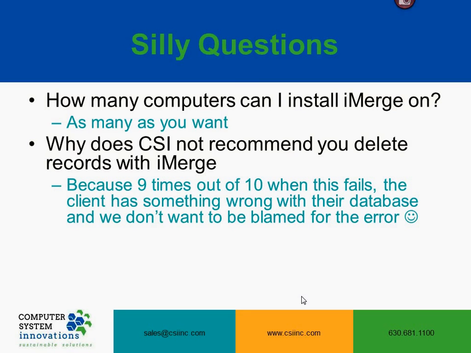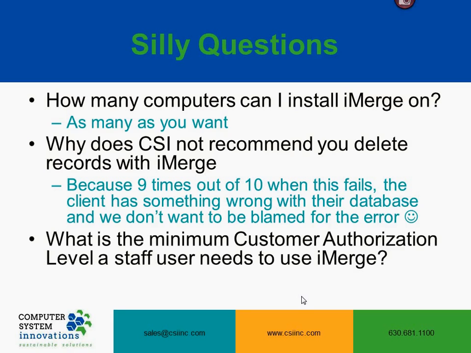Why does CSI not recommend you delete records with iMerge? I'm going to answer this for you. 9 times out of 10, when that goes wrong, it's your fault. In all seriousness, when iMerge fails deleting a record, IMUS will normally fail deleting the record. We've had numerous instances of people having triggers on their database and all sorts of terrible things. We're happy to help you, but if you tried to delete it in IMUS, it would fail as well. So we'd rather you just mark it for deletion and use the IMUS purge duplicates.